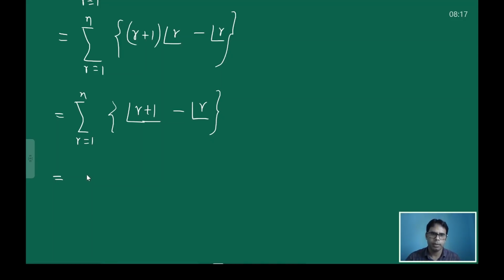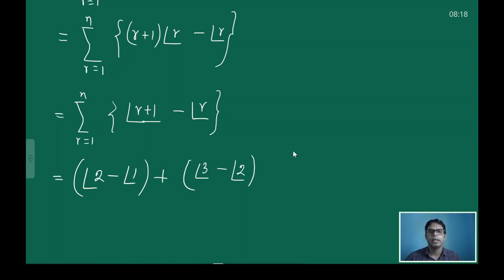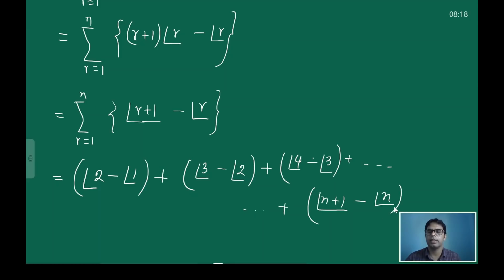When we open the summation, by expansion, what comes? If we take r equal to 1, then here comes factorial 2 minus factorial 1. This is the first term of the summation. For the summation we get plus, now r equal to 2: this will be factorial 3 minus factorial 2. Then I am using r value 3, then it will be factorial 4 minus factorial 3 and so on. If you keep proceeding like this, finally I will get plus factorial (n plus 1) minus factorial n. This will be the last term.